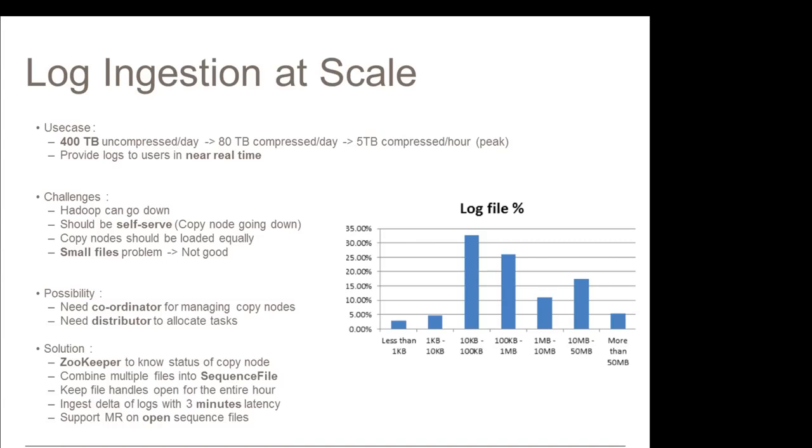We need a better way to solve it. So what we decided was to put all the files of a given app server, which can generate anywhere between 1 to say 200 files, and clump all of them together into sequence files. So that was the solution that we had gone for.